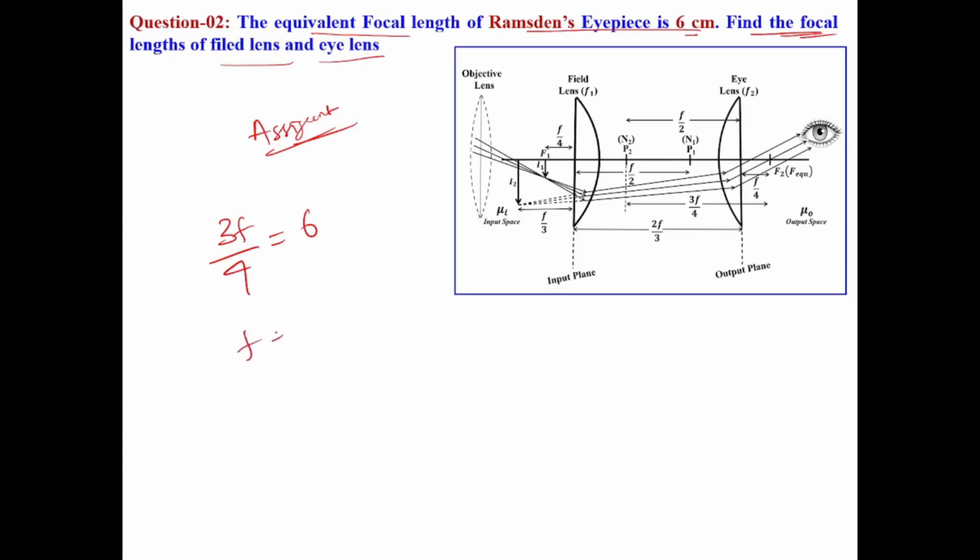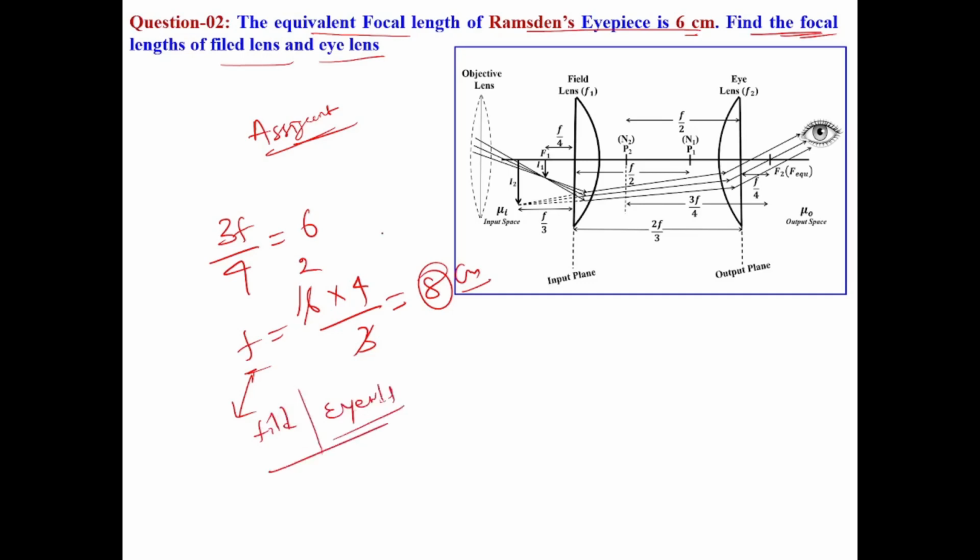So here f will be how much? 6 into 4 by 3, so here 3 to 8. So here 8 centimeter. That means f we found 8 centimeter. Here f is nothing but the focal length of the field lens and eye lens, because the field lens and eye lens are the same for the Ramsden eyepiece. This is a simple question I already discussed. You just do it in rough.